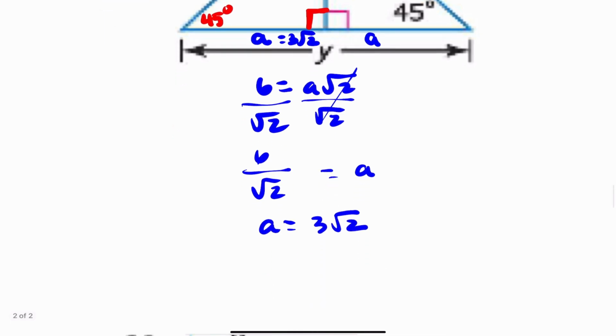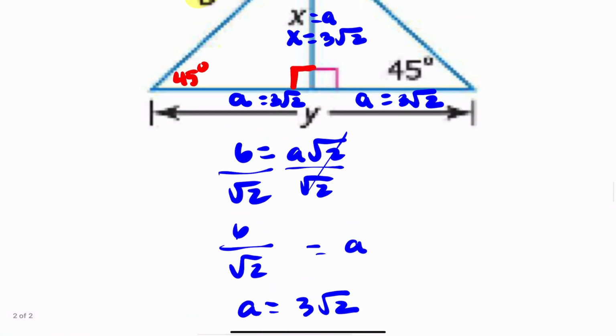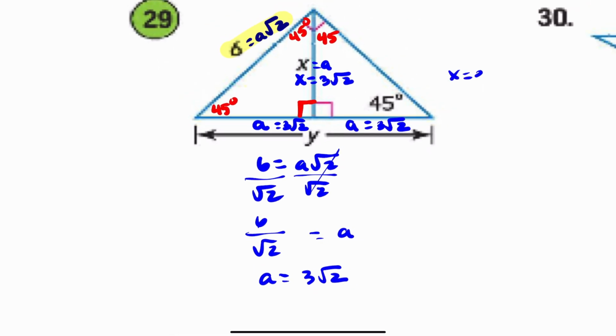Right? So if that's 3 root 2, well, if I were to look at this triangle here, across from 45 degrees, this side here is a. So this here is a, but we already know what a is equal to. That's 3 root 2. Okay? So to recap, x is equal to 3 root 2, and then y is equal to a plus a, or 3 root 2 plus 3 root 2.